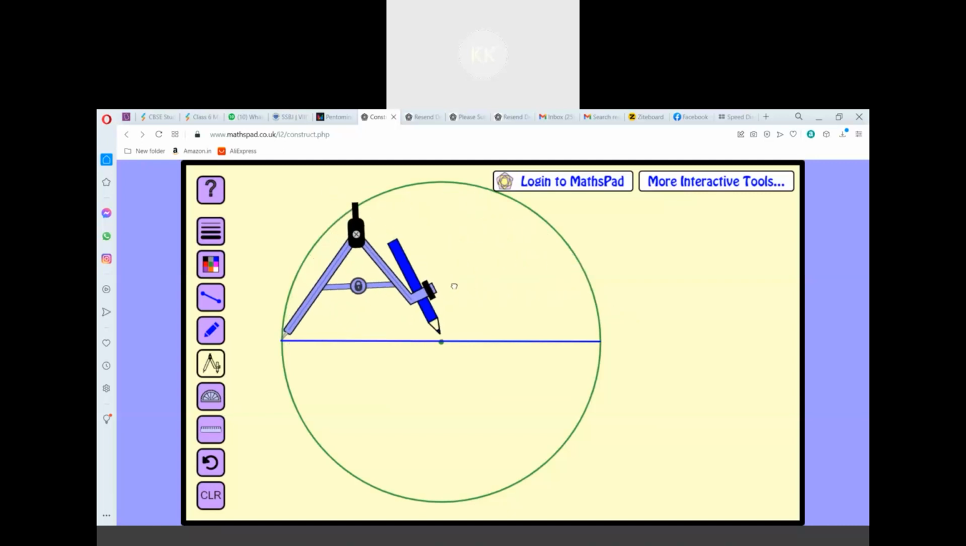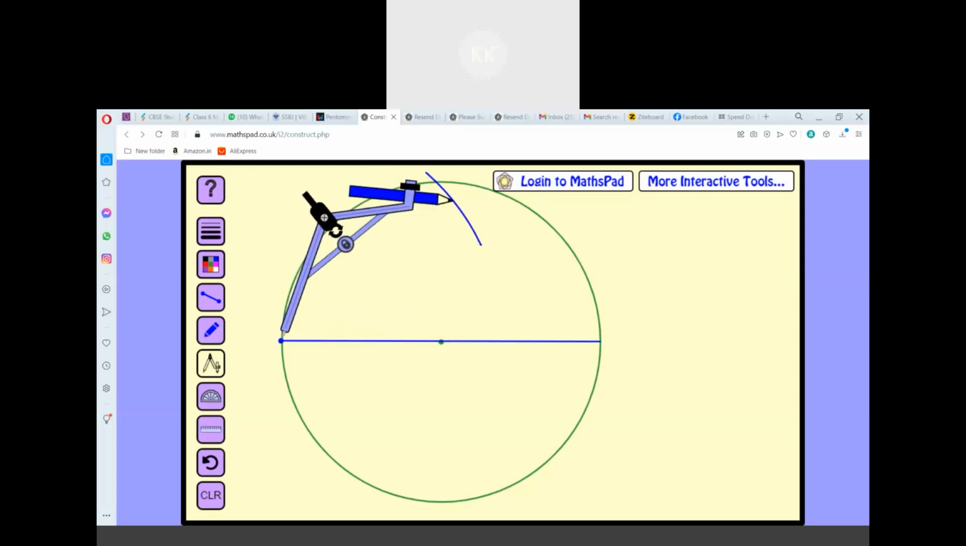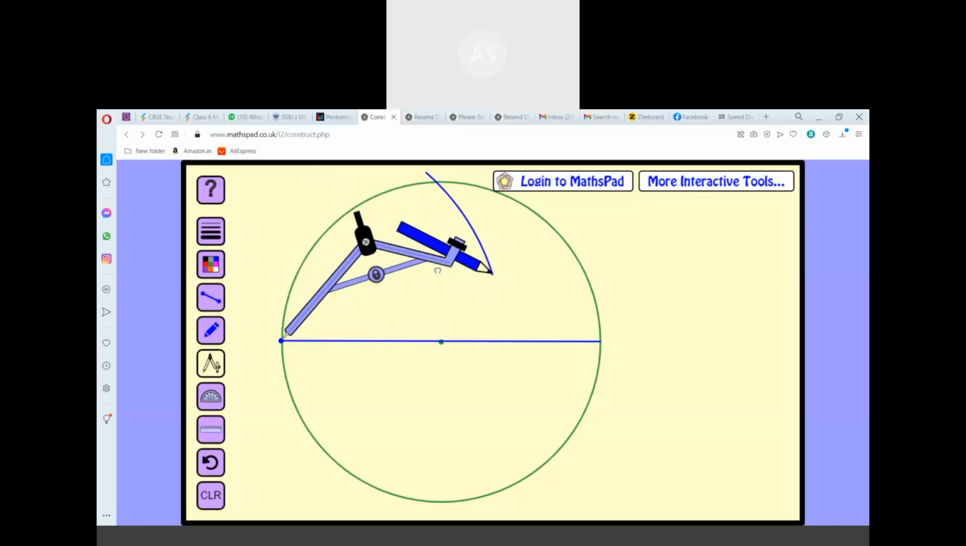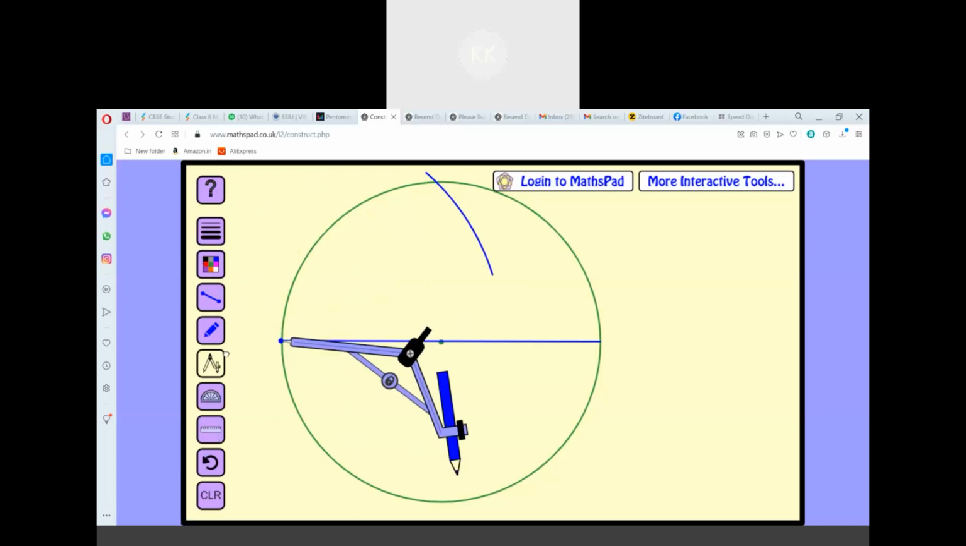So what do I have to do? I have to take more than half the length. So I have to stretch it up to here. So this is more than half. Now you should fix this length. Then you have to cut the arc. So let me cut the arc here. Once again, we have to cut the arc this side.